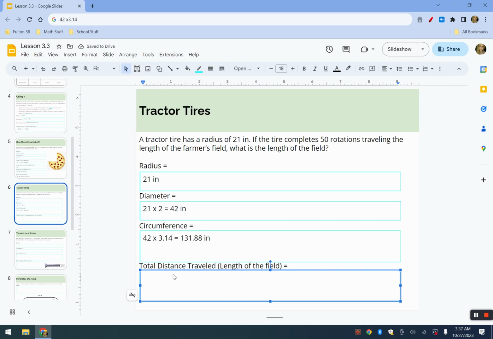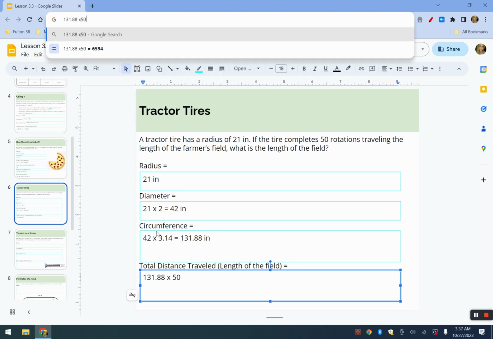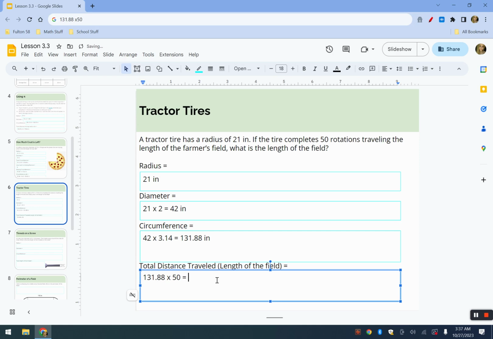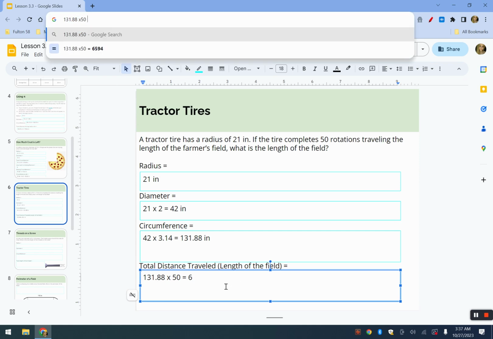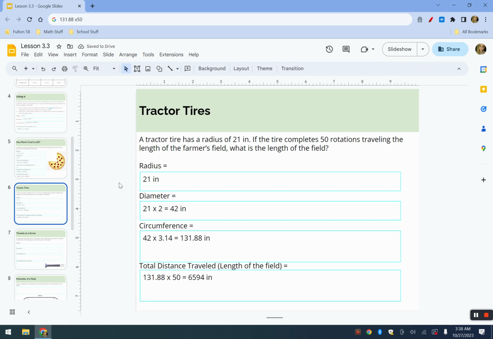And now it wants to know the total distance traveled if we go 50 total circles. So we're going to do 131.88 and then multiply by 50. And that's going to be 6,594. All right, get that down.